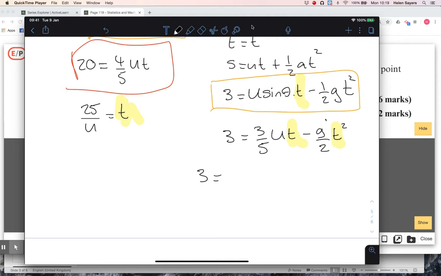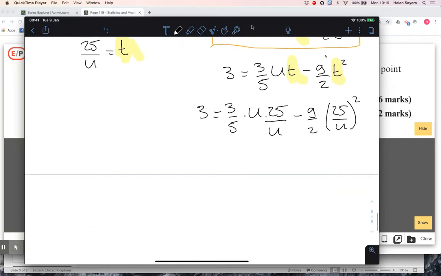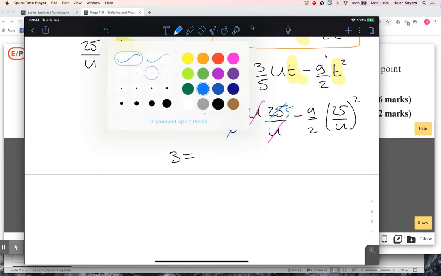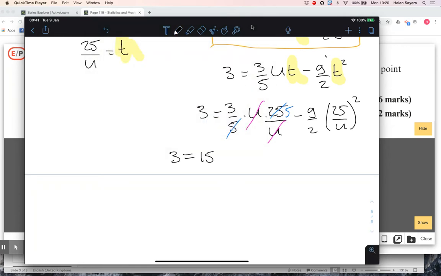So 3 is 3/5 times U times T, which I'm substituting for 25 over U. So that's a good start, so those U's will cancel, so that's handy. Minus G over 2, and then for T, I'm substituting in 25 over U, and that's all squared. Okay, so it looks a bit of a mess now, but I think it's going to be all right. So 3 equals, well, what have we said? We have said that they are going to cancel, and then also the 25 over 5 will cancel to 5, so that will just become 15. So I haven't done anything daft.